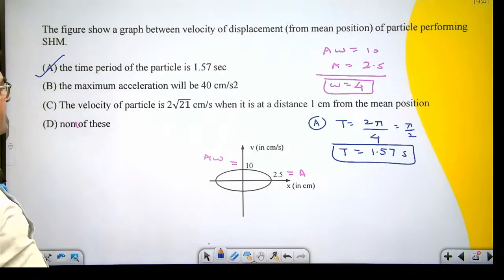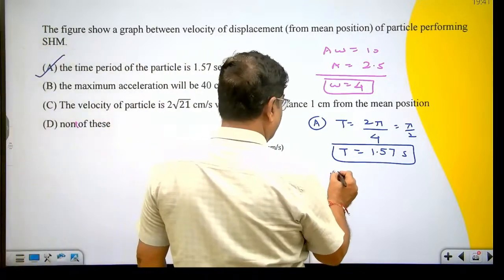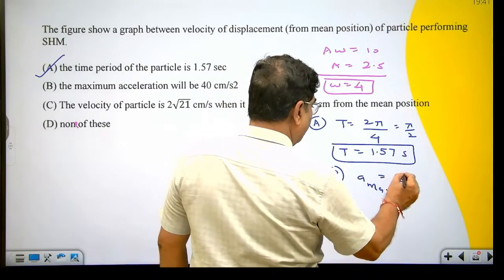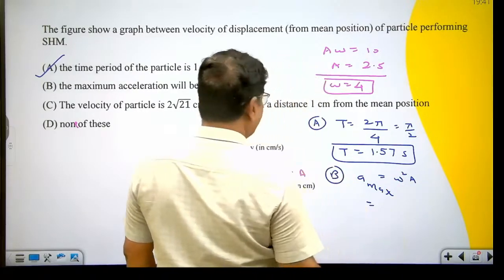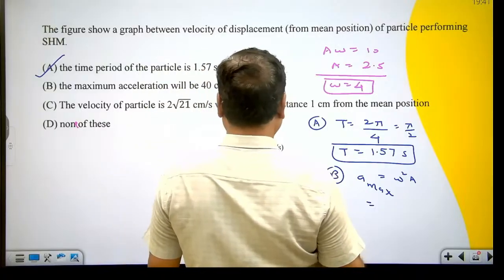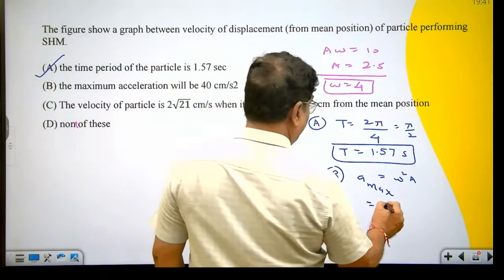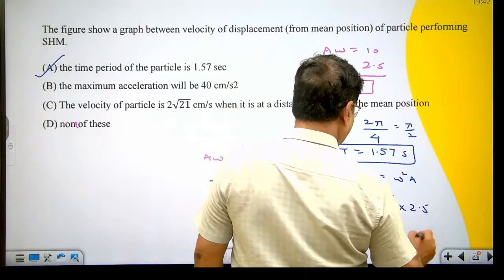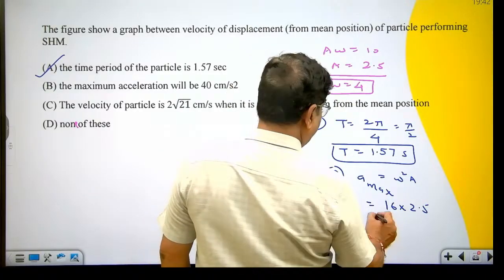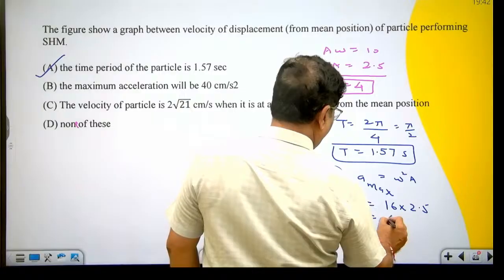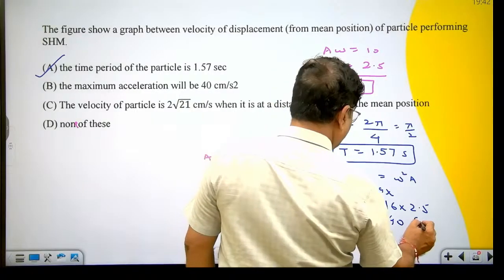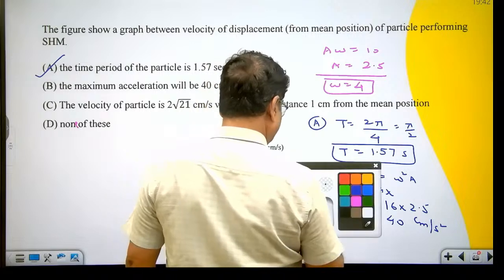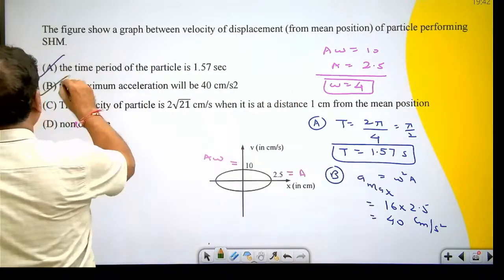The maximum acceleration is how much? Maximum acceleration in SHM is omega square A. Omega is 2 pi upon T. Okay, omega here is how much? 4, means omega square is 16. A is how much? 2.5. This is how much? 40 centimeter per second square. This is also a correct answer. So this is also correct.